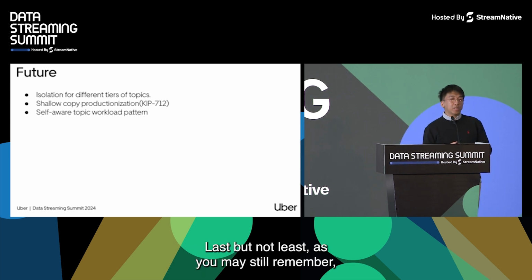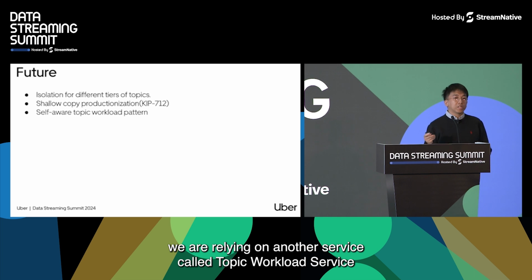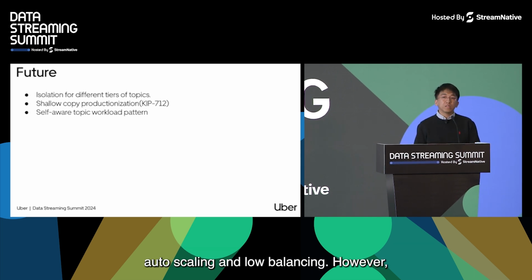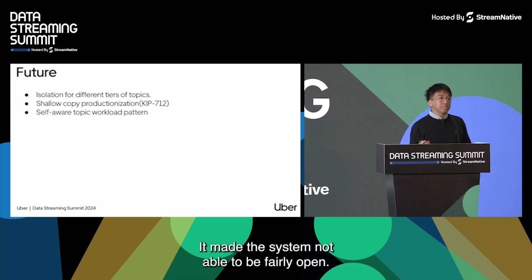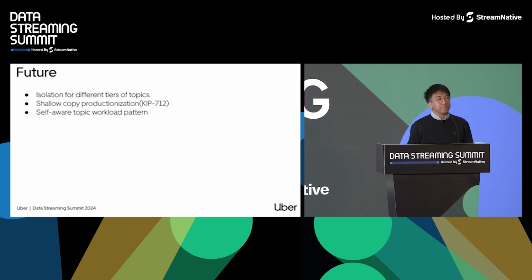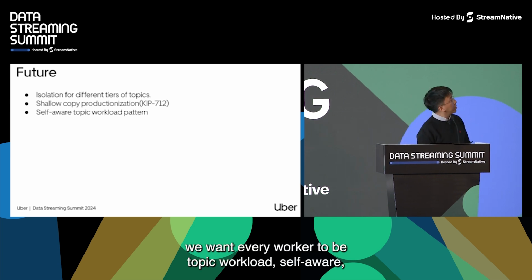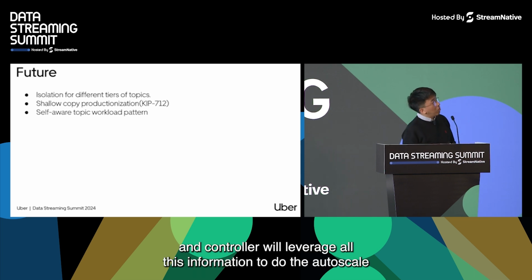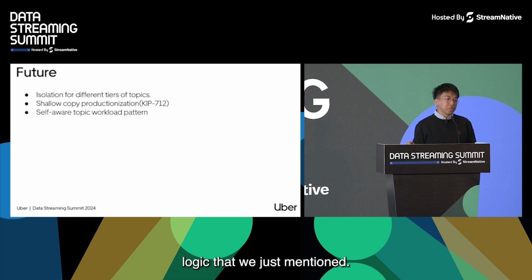Last but not least, as you may remember, we rely on another service called the topic workload service to provide the workload of each topic to the system in order to do auto-scaling and load balancing. However, this has a defect in the design: it makes the system unable to fail open. To solve this, we want every worker to be topic-workload self-aware so that it can report the topic workload back to the controller. The controller will then leverage all this information to do the auto-scaling logic that we just mentioned.